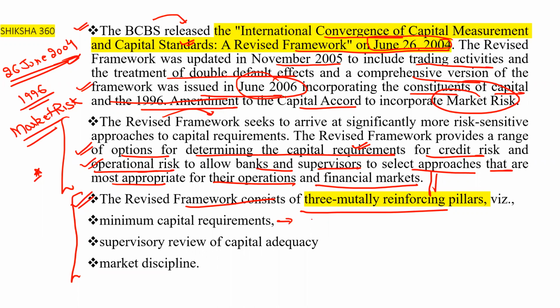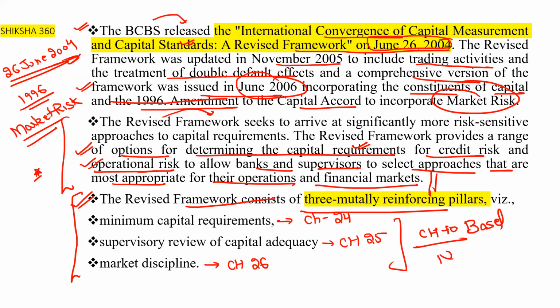Chapter 24 is totally based on the minimum capital requirement. Chapter 25 is based on the supervisory review of capital adequacy. Chapter 26 is based on market discipline. So we have to go through these three chapters. Chapter 10 is also totally based on the Basel norms. If you understand these three topics along with chapter 23, it becomes very easy to cover chapter 10 of module B.